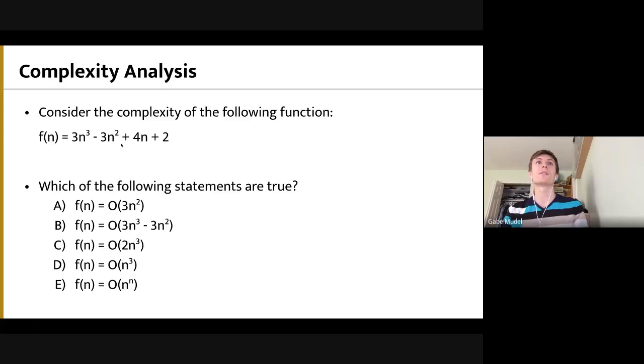Okay, so let's look at this function here. Think about, given what we were just talking about, which of the following statements are going to be true for f of n? If you guys want, please feel free to put your answers for this into the chat. Just put the letters in for what you guys think. Okay, I'll give you guys 30 seconds from here.